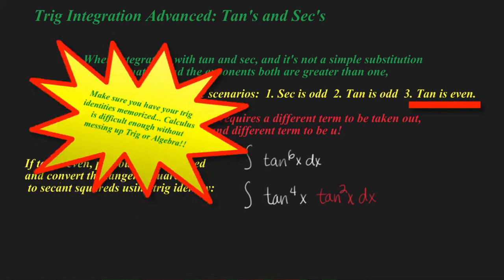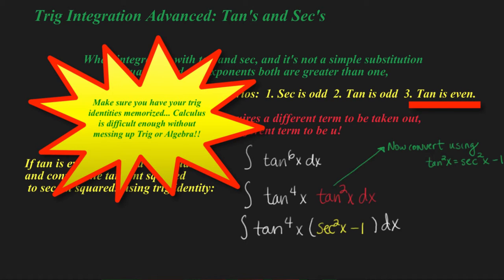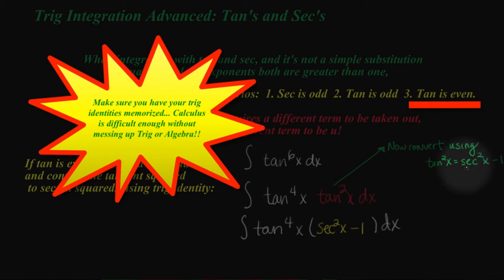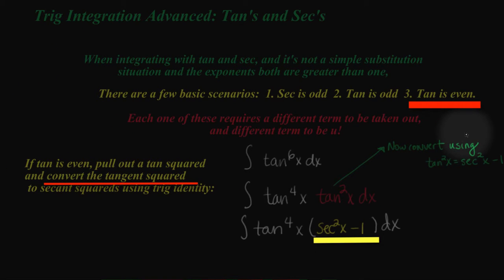So now what we're going to do is use a trig identity. Like before, tan squared equals secant squared minus 1. You can do sine squared plus cosine squared equals 1 if you forgot how to get to here, and then divide everybody by cosine squared. So when you plug in, this is what you're going to get.